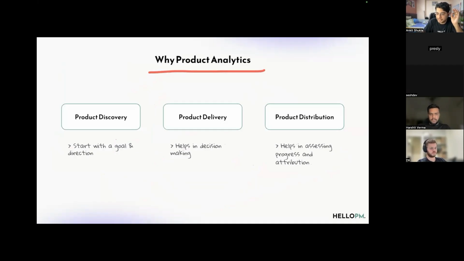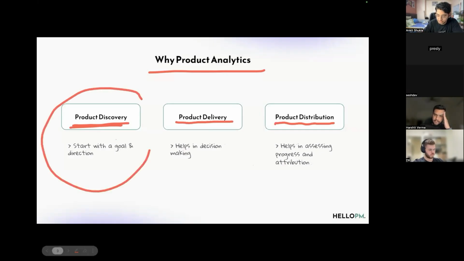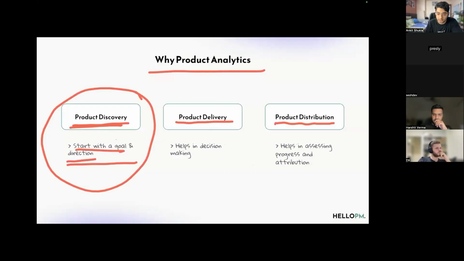I divide the whole product management flow into three parts. First is the discovery. Second is the delivery. Third is the distribution. Discovery means you talk with your customers, you understand your business goals, and then you try to understand what you can build for them. This is mostly the ideation and the definition phase. Here you try to understand what to build. And here the company benchmarks, the insights and the analytics will help you start with a goal and direction. So here metrics can help you set up a goal.